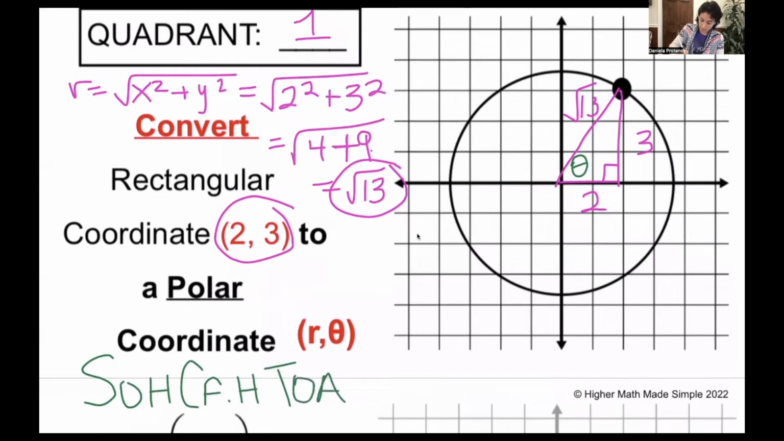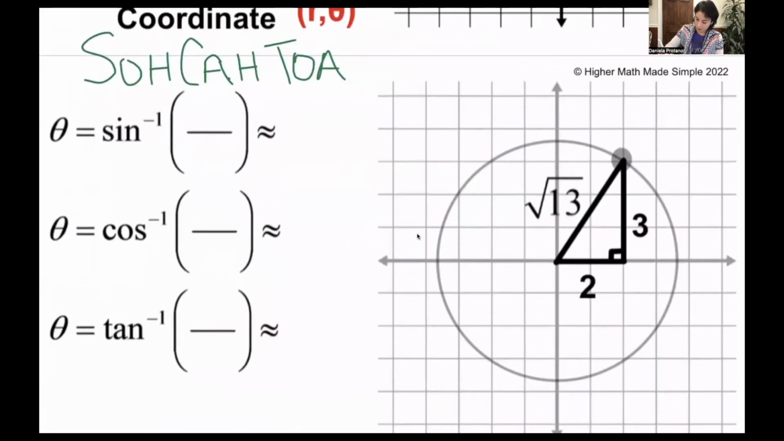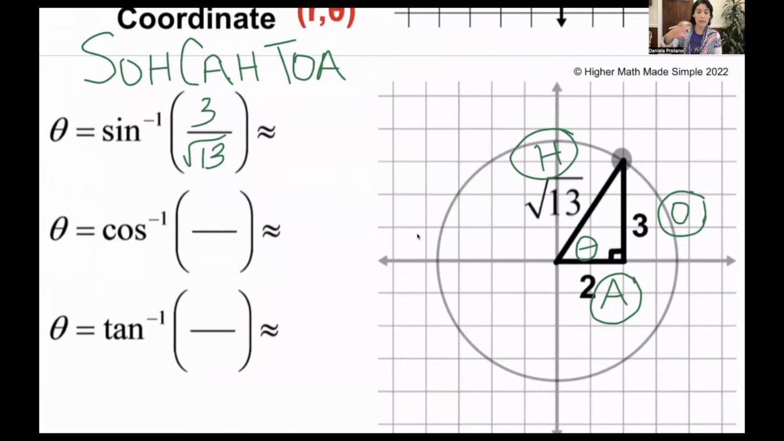Okay, so let's take a look at this diagram here. Again, here's theta. Here would be the opposite, O for opposite, A for adjacent, and the hypotenuse is always across from the 90-degree angle. And so the opposite side would be 3, and the hypotenuse would be the square root of 13. So if you pop arcsine of 3 divided by the square root of 13 on your calculator, it would give you the angle. That would give you 56.3 degrees.